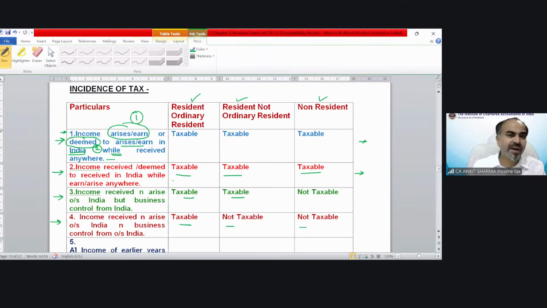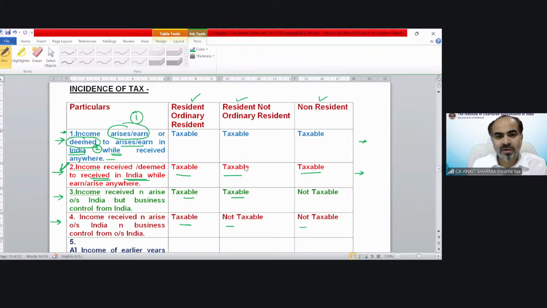Now, the second point is the reversal point, the opposite point. It says income received or deemed to be received in India, while earned or arising anywhere. Now it's just a reverse case. So if it arises in India, received anywhere, it is taxable; even if the reverse is true, that means if received in India and arising anywhere, that is also going to be taxed in India for all categories of person.